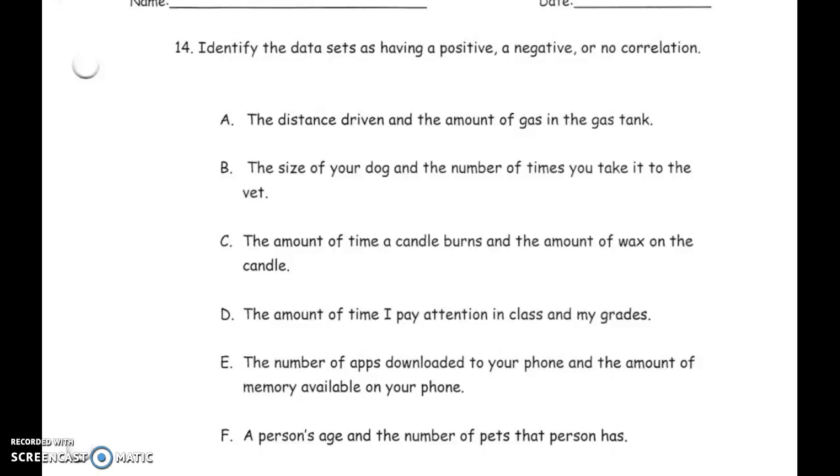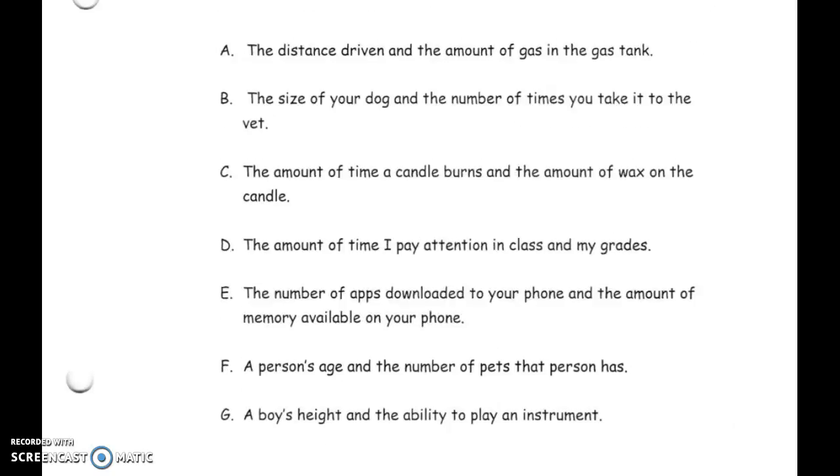E. The number of apps downloaded to your phone and the amount of memory available on your phone. F. A person's age and the number of pets that person has. G. A boy's height and the ability to play an instrument.